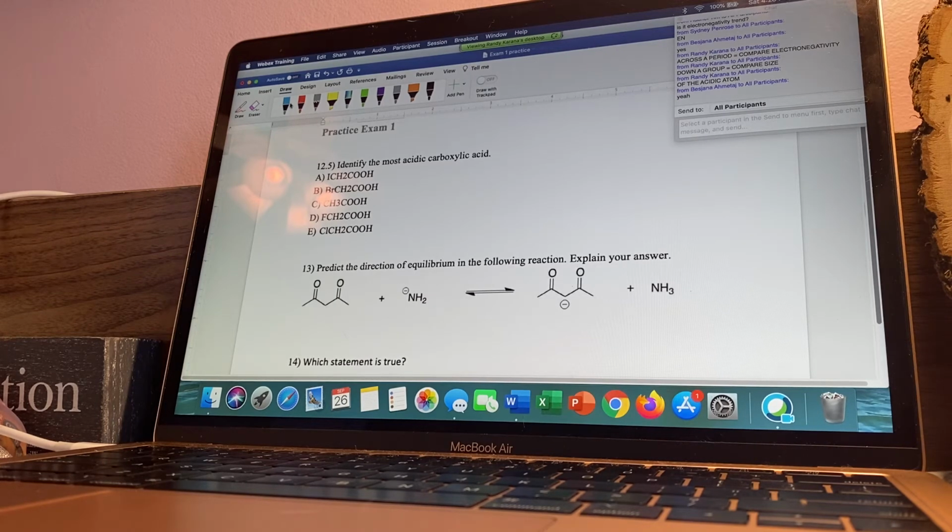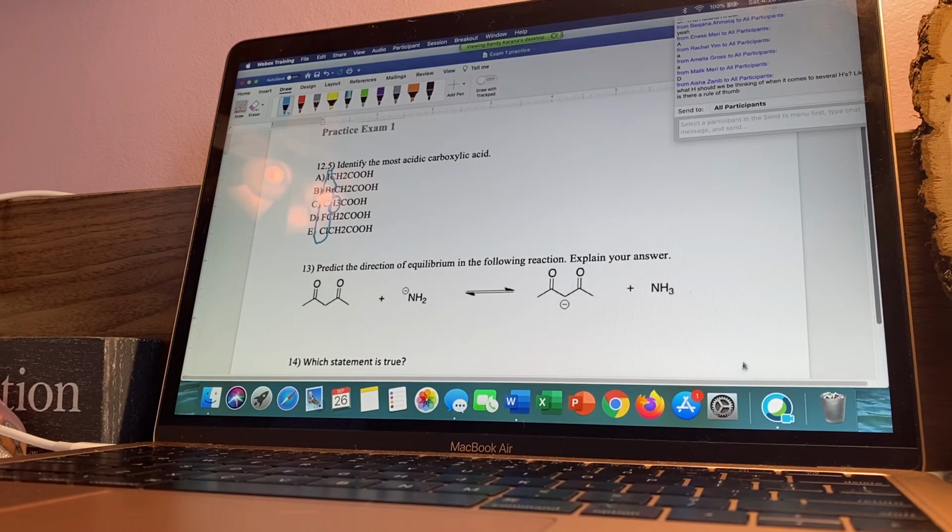So one thing I want you to notice is that in this question right here, 12.5, every single molecule is the same except for actually here it's a hydrogen. So everything is the same except for just what's connected at the very end. This is where things get confusing. So I'll tell you it's not A.